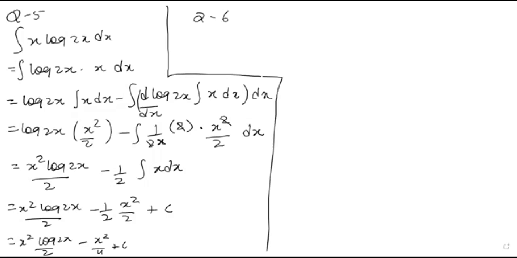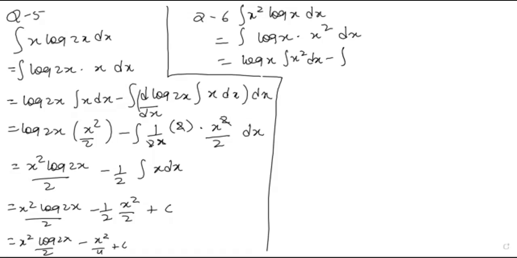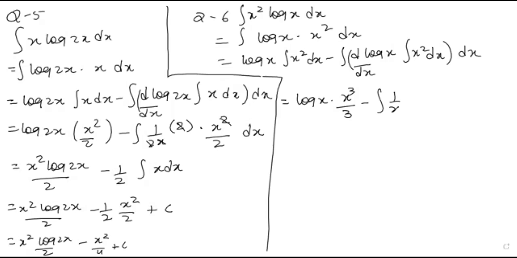Let's try to understand the sixth question. Here it is given x square log x dx. You can see that the priority of log will be higher than the algebraic term x square. So applying integration by parts: log x integration x square dx minus integration of the derivative of log x with respect to x times integration x square dx, whole dx. So log x into x cubed by 3 minus derivative of log x is 1 by x, times x cubed by 3 dx.